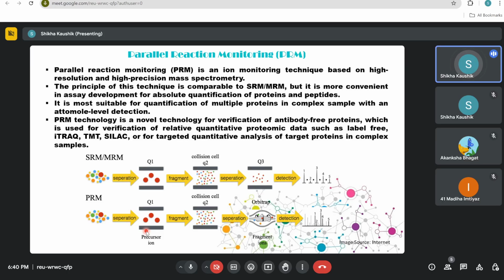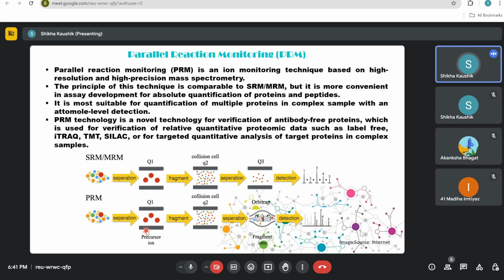So SRM is more favorable for absolute quantification rather than relative, but it may be used for both. I told you this in the last class as well, that it can be used in both, but it is more accurate when you are doing absolute quantification of the protein. It is more suitable for quantification of multiple proteins in a complex sample with mole level detection. So you can go to a very small amount. All these techniques are very good for low abundant proteins. So you can detect them at a very small amount, but at the same time, you do quantification of multiple proteins by using such techniques.